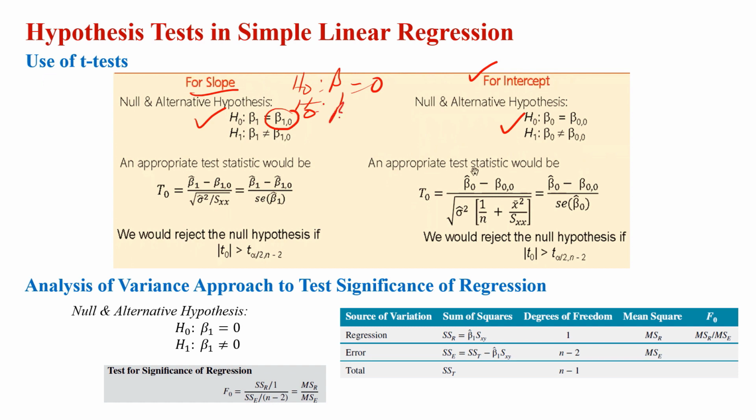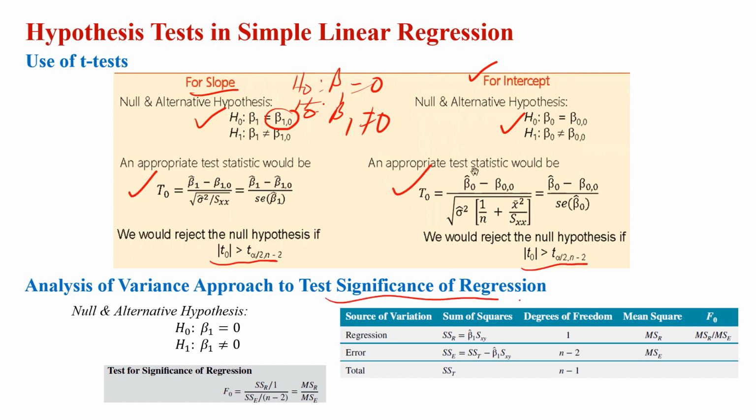Whereas the alternative is that the slope is not equal to 0, which means there is a significant relationship. Or you can say the advertisement budget is significantly able to explain the variation in the dependent variable, or there is an effect of the advertisement budget on the album sale. For that we can use the test statistic for the slope, and this is how we can find out the test statistic. These are the critical regions.